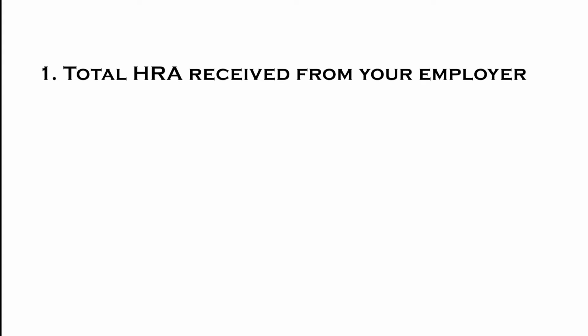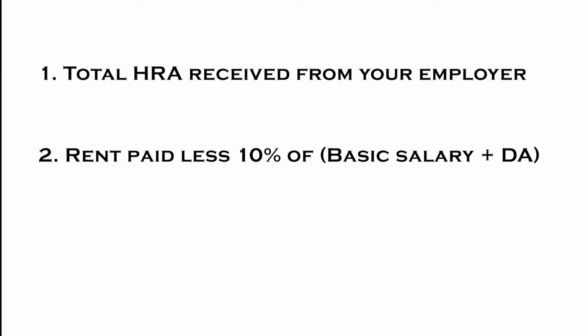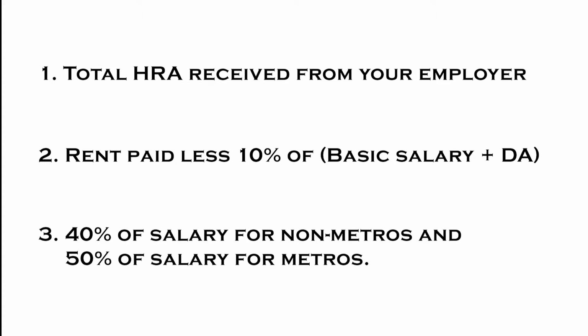You can claim the least of the following as HRA. Total HRA received from your employer, rent paid less 10% of basic salary plus DA, that is dearness allowance. 40% of salary, that is basic salary plus DA for non-metros, and 50% of salary, that is basic salary plus DA for metros.